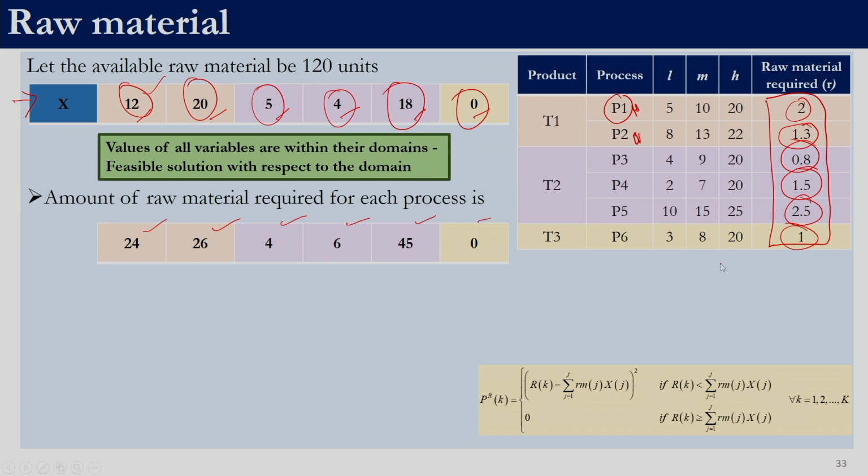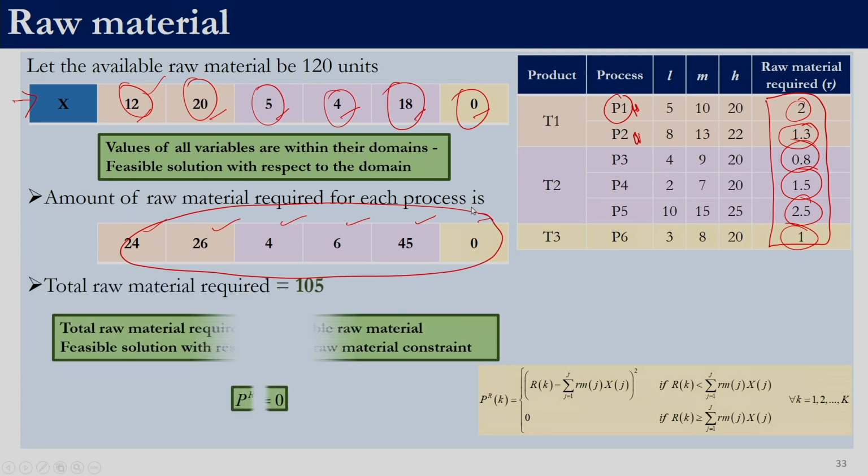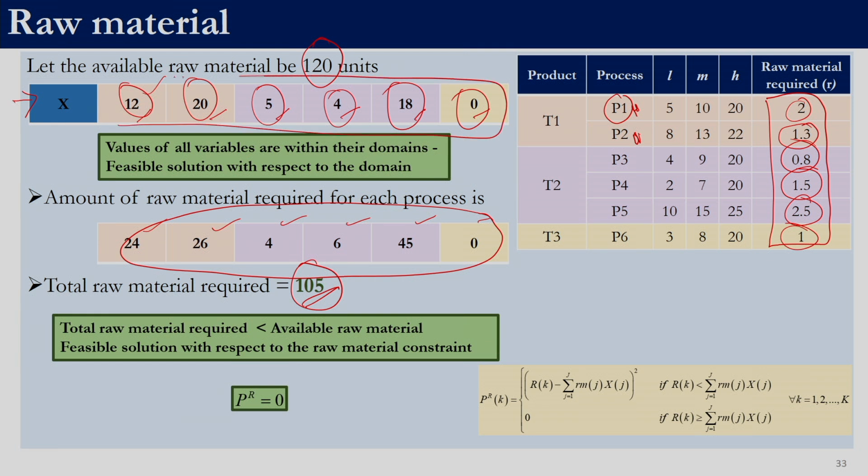So, the total amount of raw material that will be required is the summation of all of this, right. So, in this case it turns out to be 105. So, the amount of raw material that is available is 120 units. What we require if we decide to produce according to this solution, right, then we will require only 105 units, right. So, that lies over here.